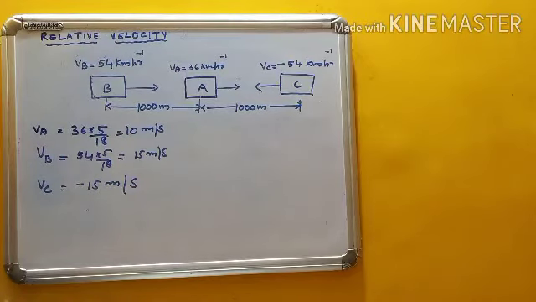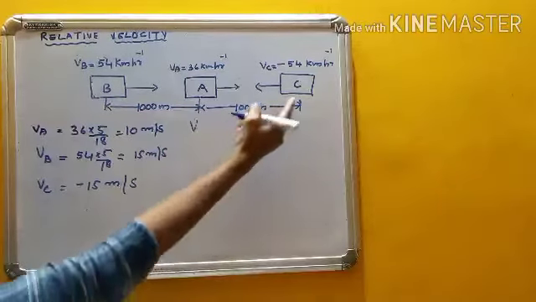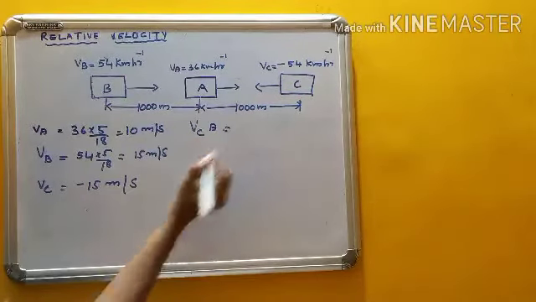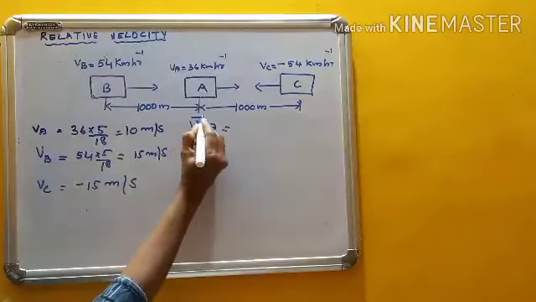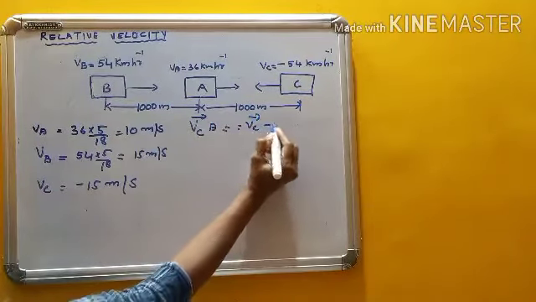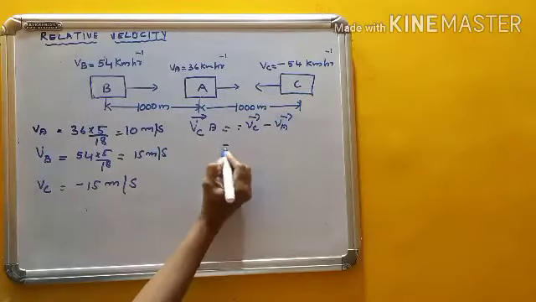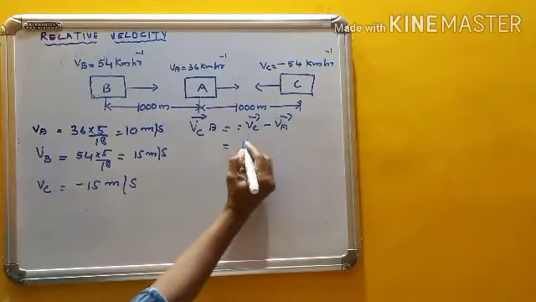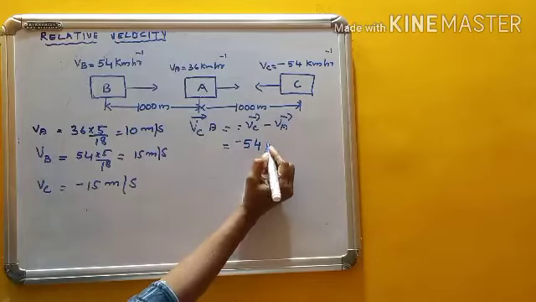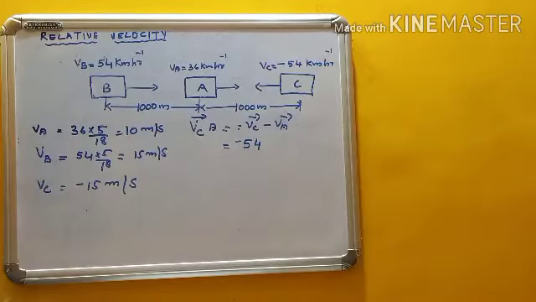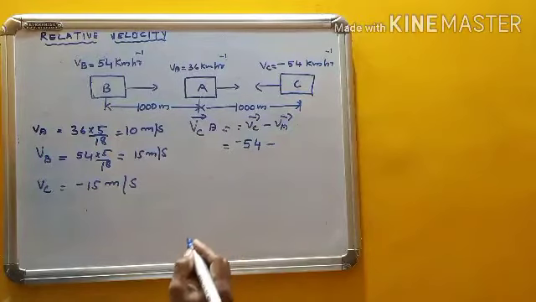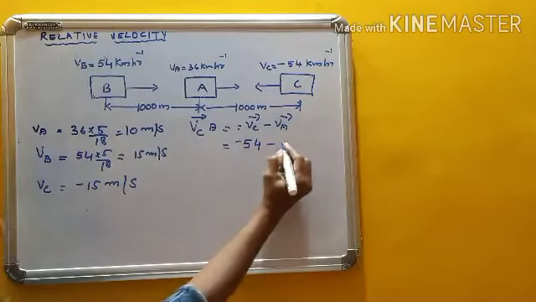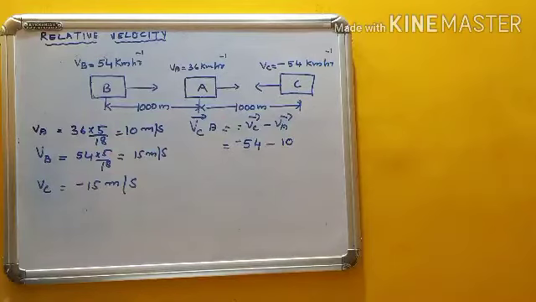Okay, children. Now since all are in motion, we have to find out the relative velocity. So velocity of car C with respect to A, VCA, we know the formula, vector VCA equals vector VC minus vector VA. So VCA equals VC minus VA. VC, what is VC? Minus, we know that. Everything I have explained in the previous class. So minus 54 minus VA, and VA is 10.